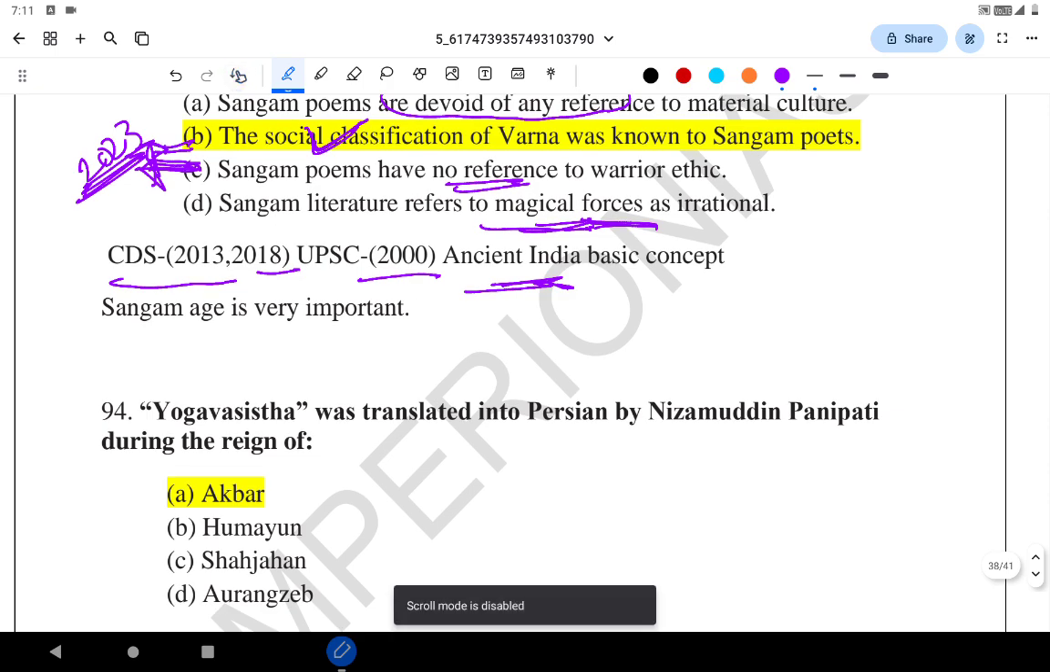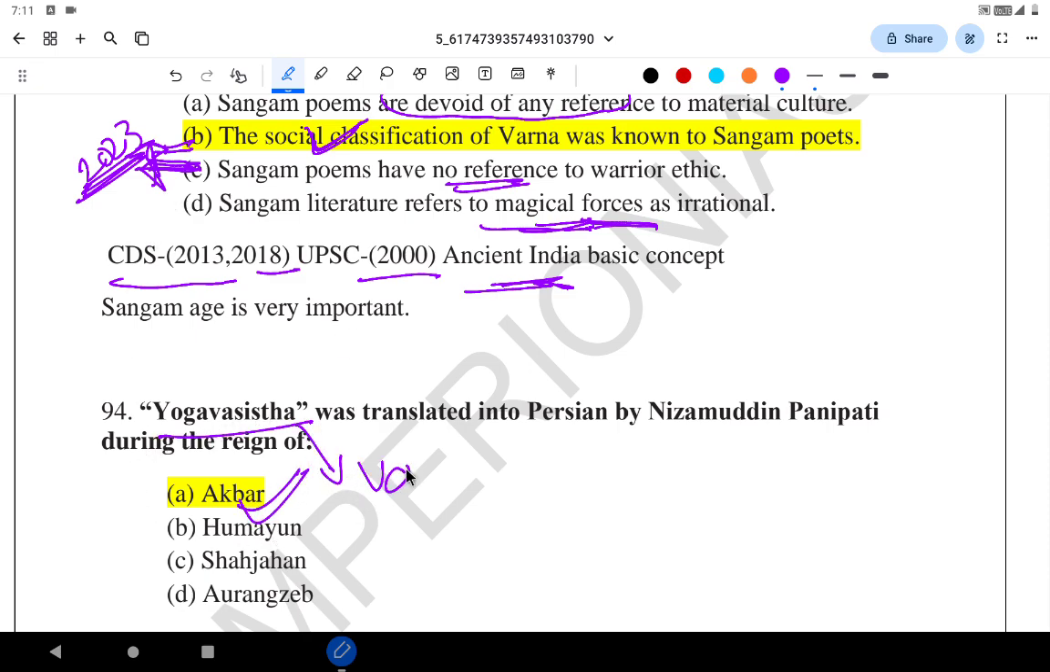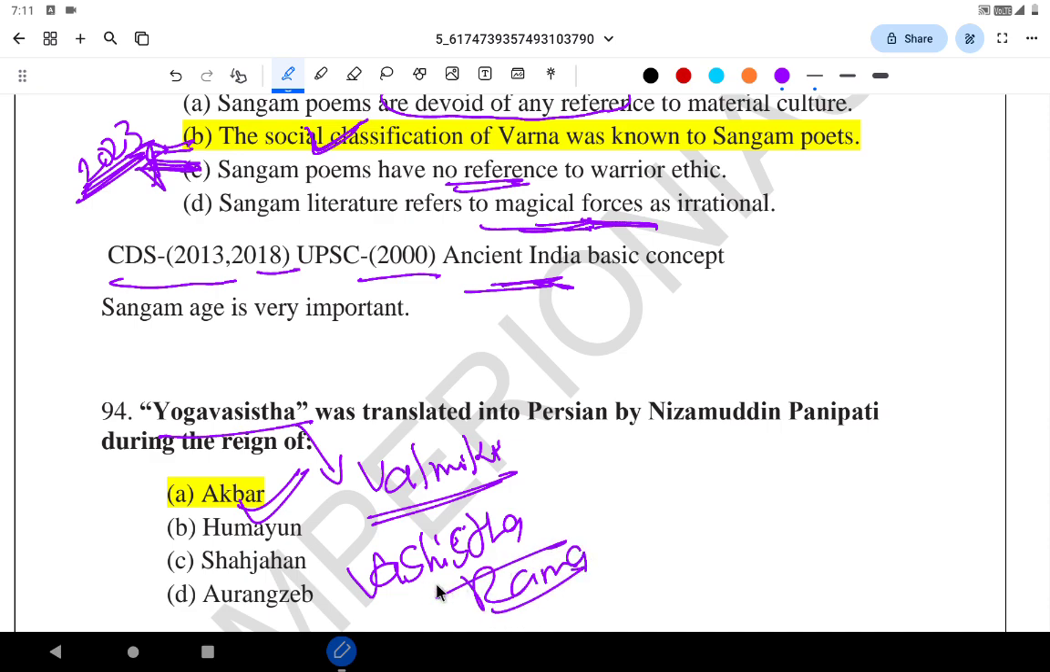Next, Yoga Vasishta was translated into Persian by Nizamuddin Panipati during the regime of Akbar. It's during Akbar. Yoga Vasishta is actually known to be written by Valmiki. It is said to be a conversation or a discourse between the sage Vasishta and Rama, known to be written by Valmiki, translated to Persian by Nizamuddin Panipati during Akbar.